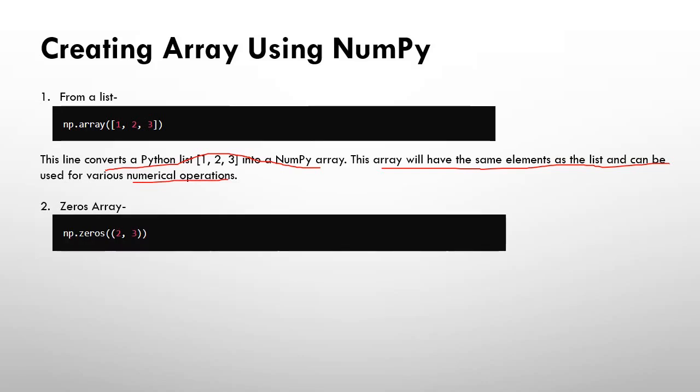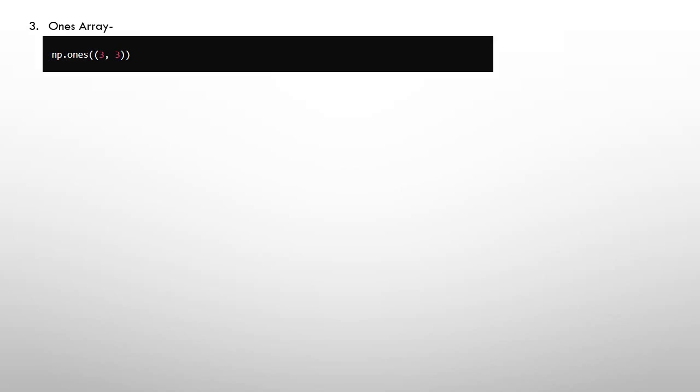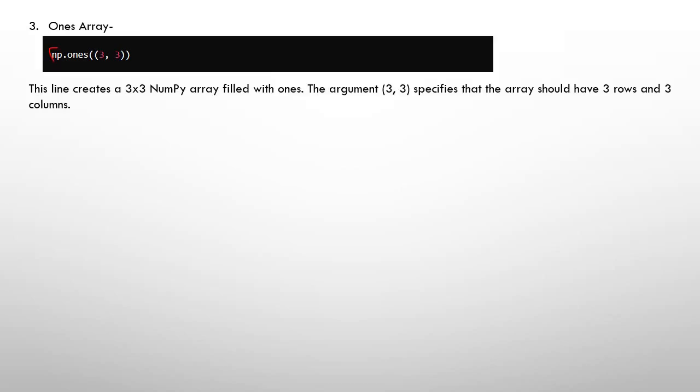Zeros array. np.zeros((2, 3)). This line will create a 2 x 3 NumPy array filled with zeros. The argument (2, 3) here specifies that the array should have 2 rows and 3 columns. Ones array. This line np.ones will create a 3 x 3 NumPy array filled with ones. The argument (3, 3) specifies that the array should have 3 rows and 3 columns.